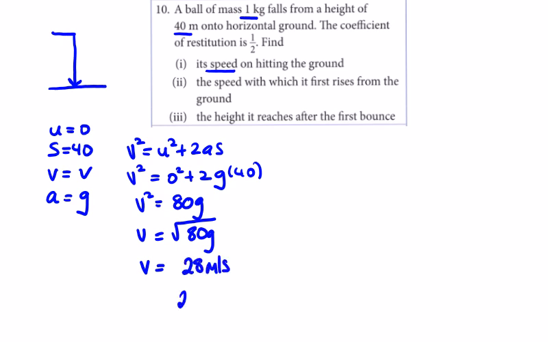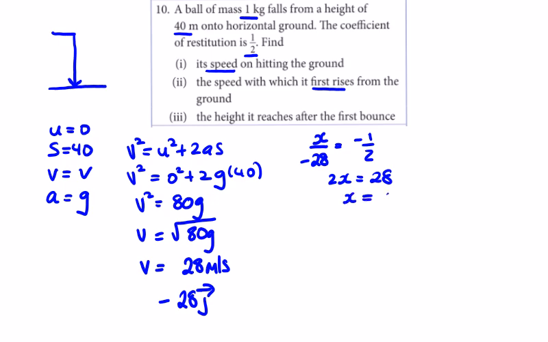Now that's going to be minus 28j. It's coming down. So the speed with which it first rises, and we're given the coefficient of restitution is a half. So the new over the old is equal to minus e. So the new speed is 14. So it rises with an initial speed of 14 meters per second. It's going up, plus j.